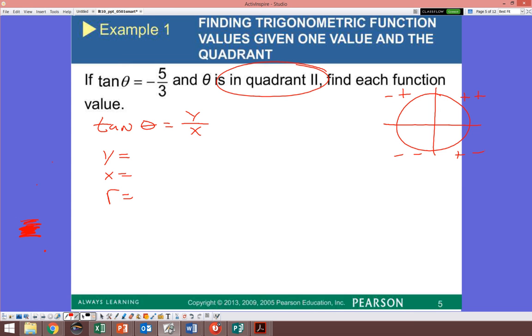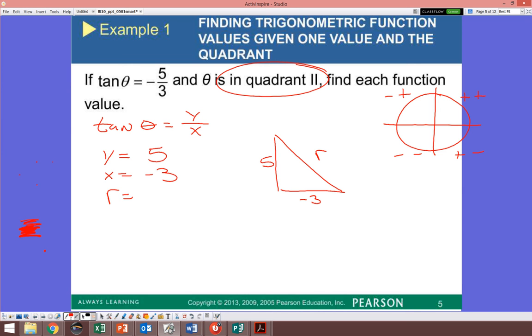So this is y over x. My y value is 5. X value is -3. And how do I solve for r? Pythagorean theorem, very good. So in quadrant 2, my x is -3, my y is 5, and r is the unknown. Using the Pythagorean theorem, which value am I solving for now?